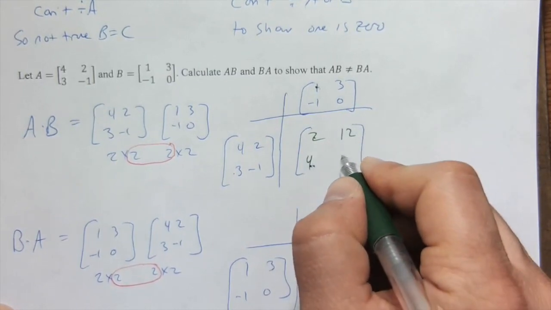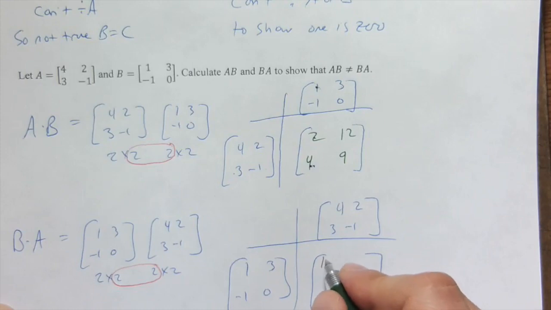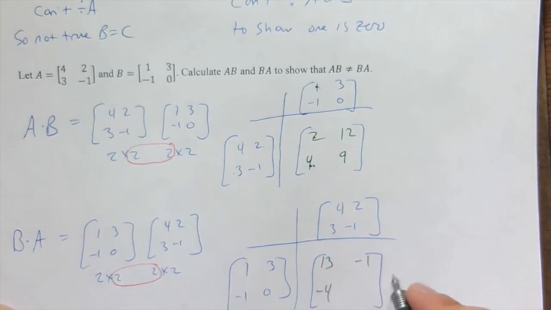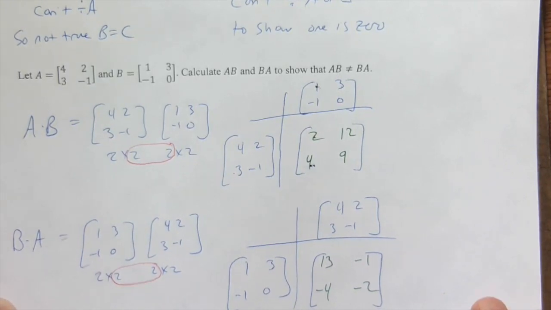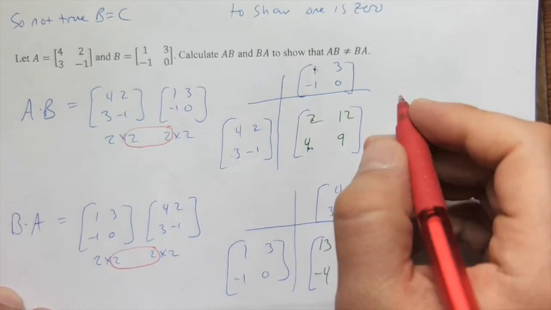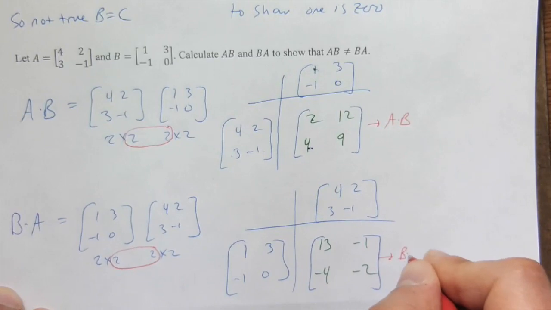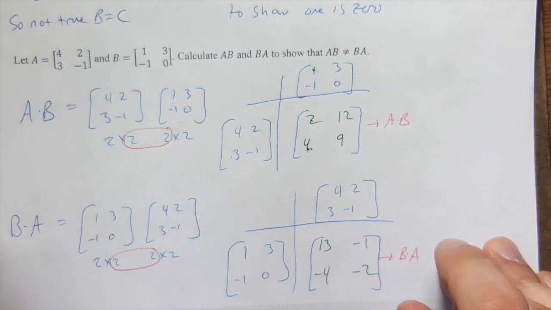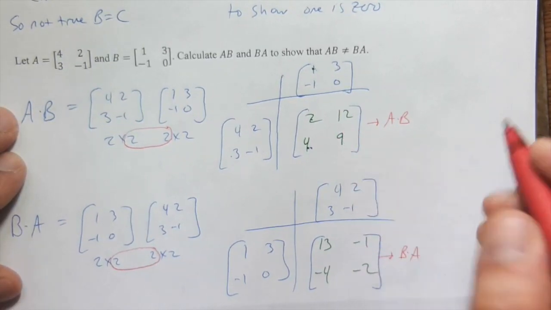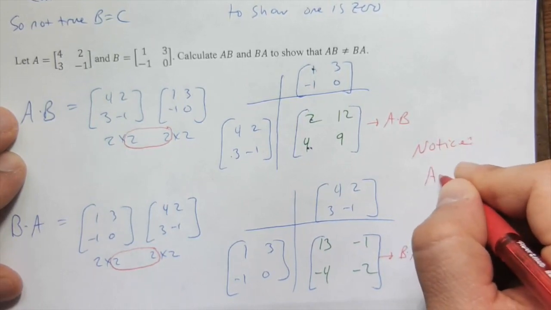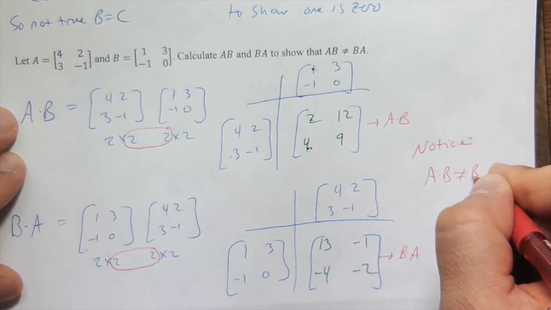I'm just going to fill in the rest of the entries here. Please come talk to me, send me a message, set up a time to talk if you're not able to get these values, if these values don't make sense to you. This one here is A times B, this one here is B times A, and we can just notice that they're not the same thing, right? That matrix is not the same as that matrix. And so notice A times B does not equal B times A.